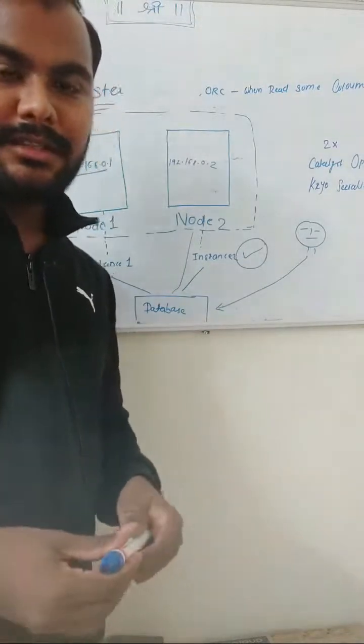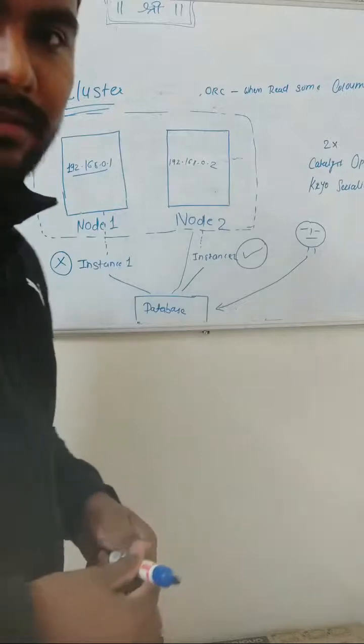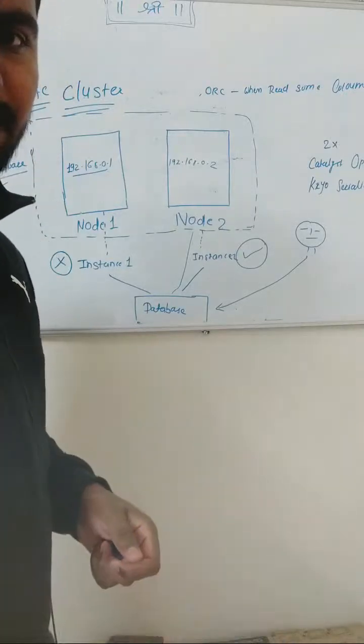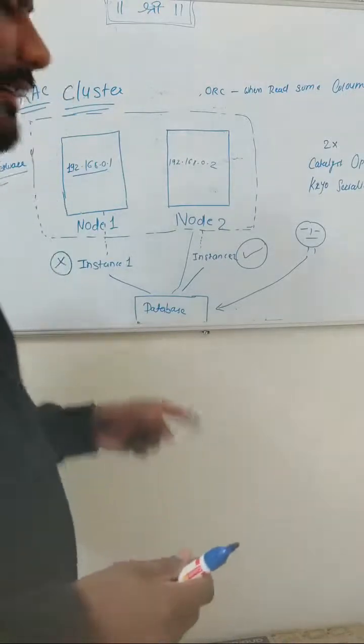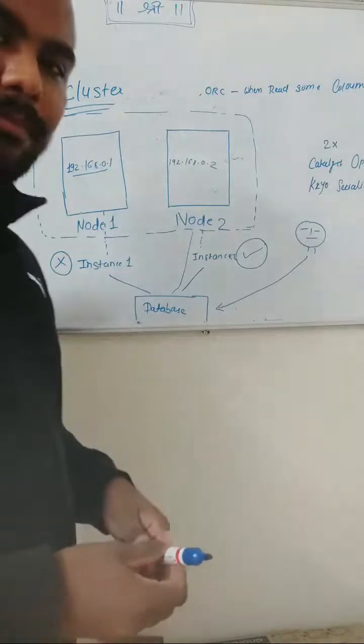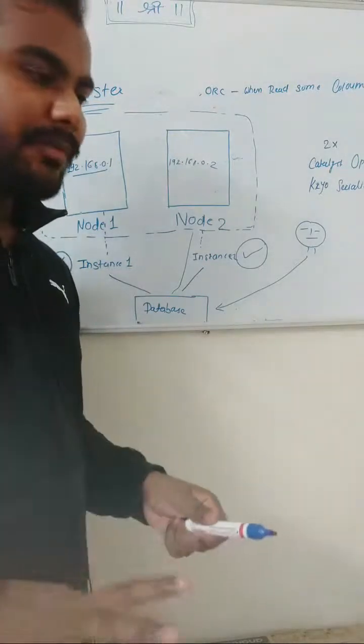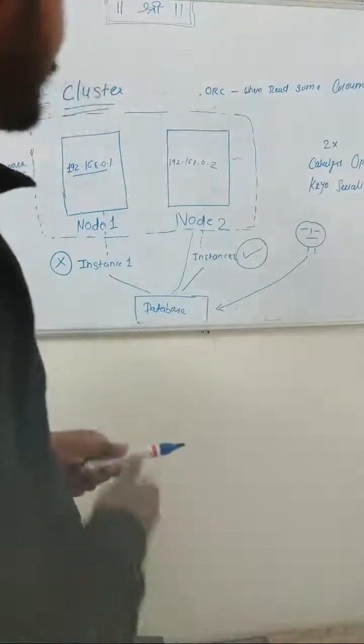So if you are listening to me about this cluster, yes, Adarsh, multiple instances are connected to the single database. The basic problem with the single instance database is, see, let's say we don't have this. Let me try to talk about single instance now.